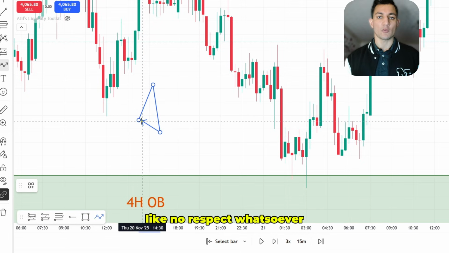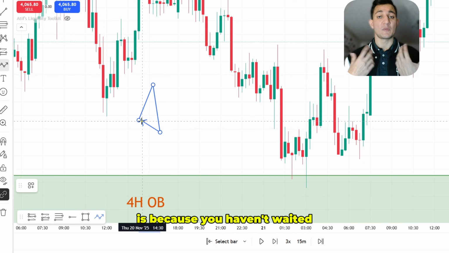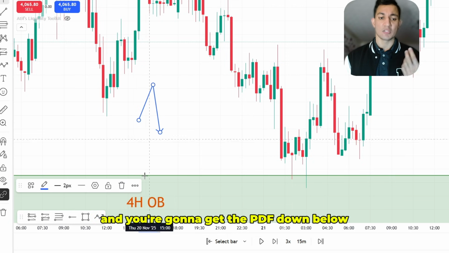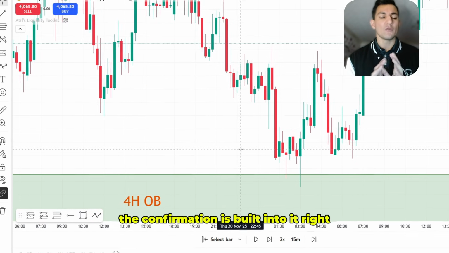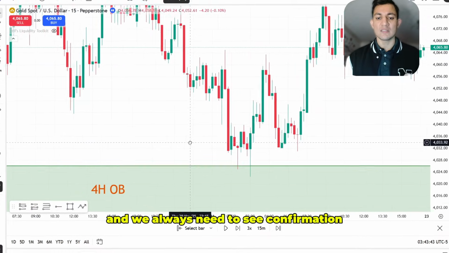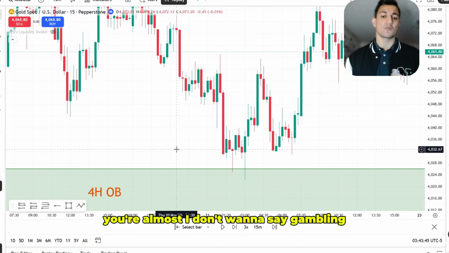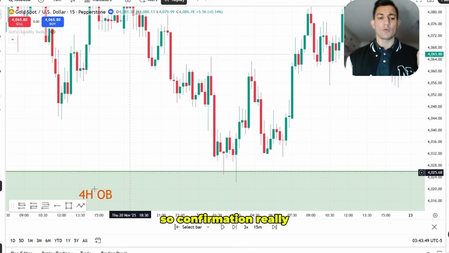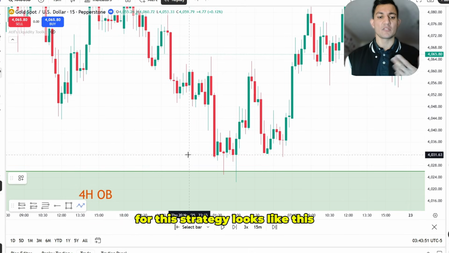Like, no respect whatsoever. The reason why that's happened is because you haven't waited for something called confirmation. Now, this strategy, essentially, and you're going to get the PDF down below, the confirmation is built into it, right? And we always need to see confirmation, because if you don't have confirmation, you're almost, I don't want to say gambling, but you're very, very close to gambling, right? So confirmation really for this strategy looks like this.